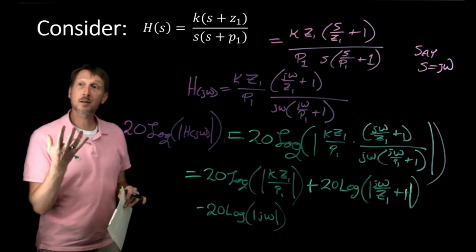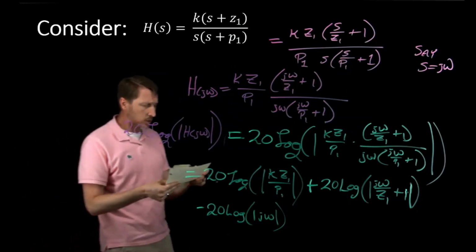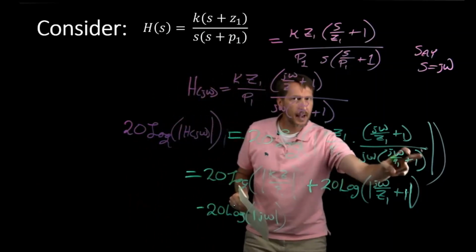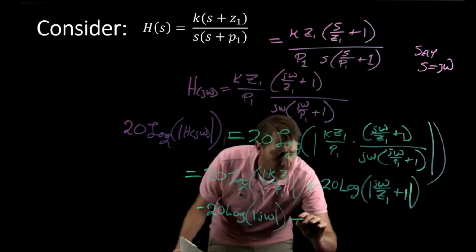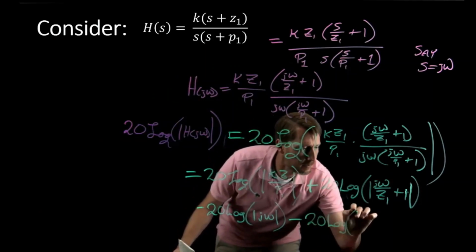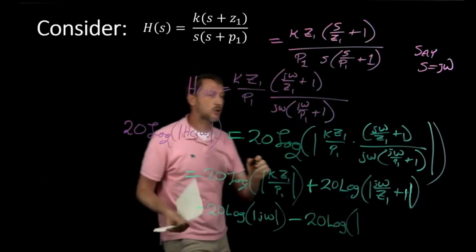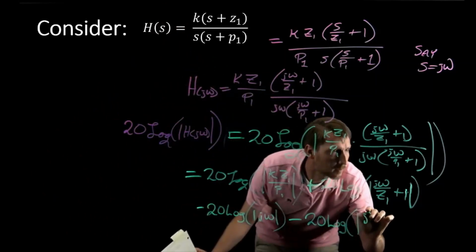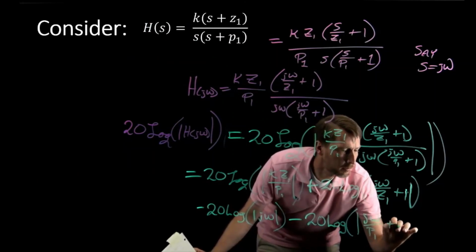So it's just minus 20 log of j omega. And the last term that we're going to have in here is this last term that's in the denominator. And so we're going to do one more subtraction of 20 log of the absolute value. And again, it's not 1 divided by, it's just j omega divided by P1, the pole 1, plus 1.